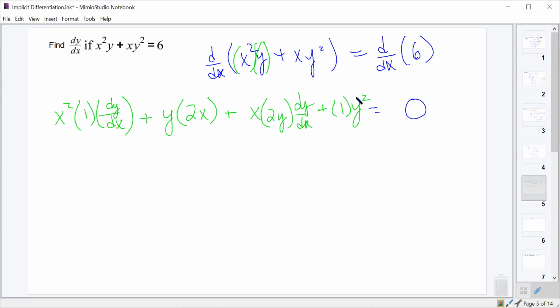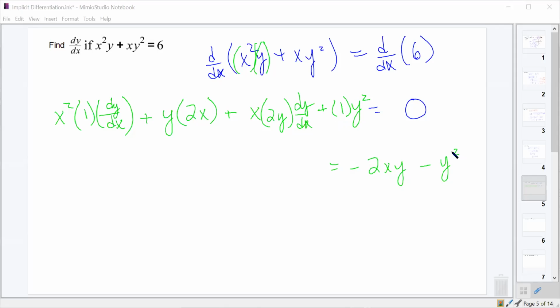Good. All right. So now we need to solve for dy dx. Now it's going to get slightly more complicated than it had with the other ones. First off, let's clear out anything that doesn't have a dy dx in it to the other side. So that'll be this 2xy becomes a negative 2xy, and this y squared ought to become a minus y squared. Good or no? So far?